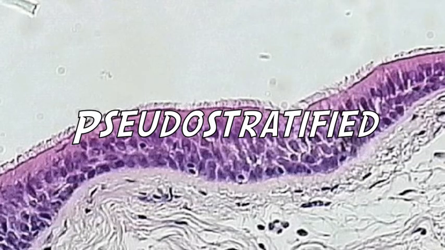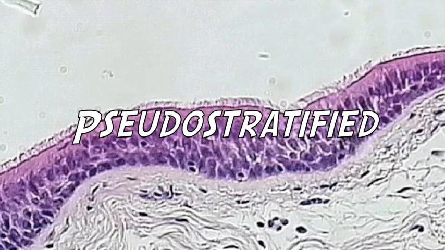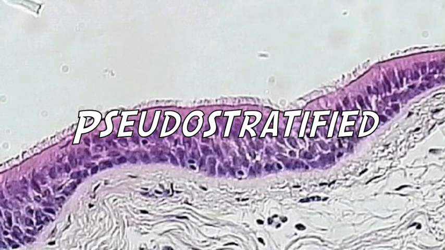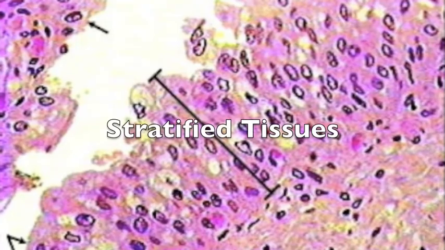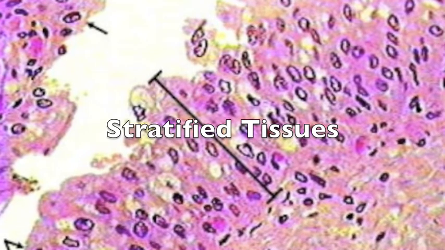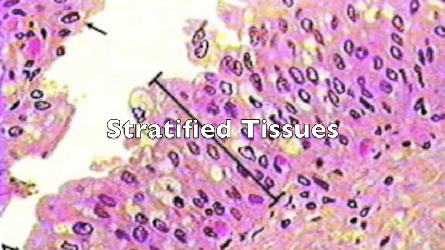Pseudostratified epithelium is a single layer of columnar cells with different heights. Some don't reach the free surface, and the nuclei are seen at different layers. They function in secretion and move mucus by cilia. They are present in the trachea. Stratified tissues also come in squamous, cuboidal, and columnar. However, they have multiple layers, and squamous are found in the epidermis, cuboidal is found in the sweat glands, and columnar are found in the male urethra.